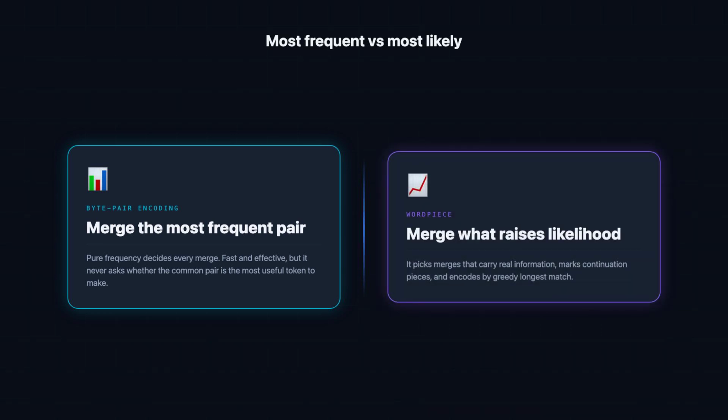WordPiece instead merges the pair that most raises the likelihood of the data. That extra bit of math quietly nudges it toward merges that carry real information rather than mere popularity, and it marks continuation pieces on top of that. So a word like playing becomes play plus a marked continuation chunk, while greedy longest matching handles the encoding at the end.